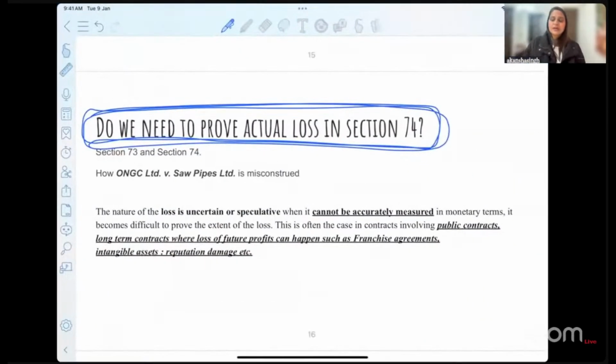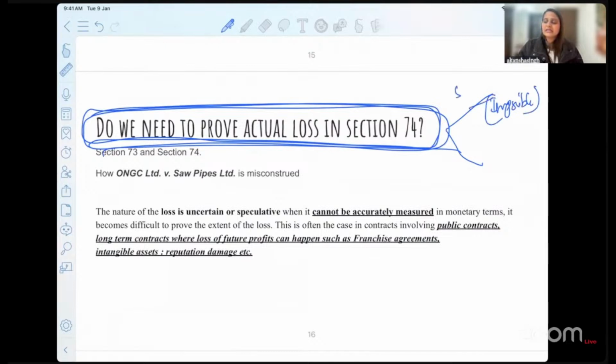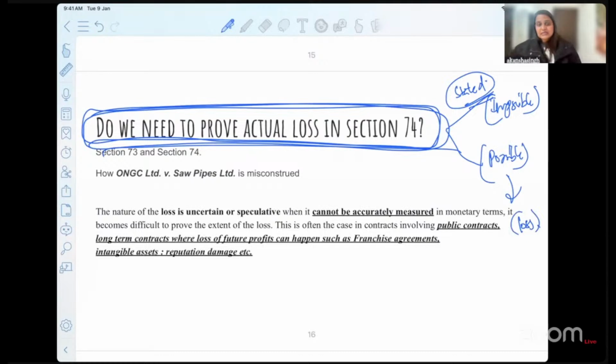So that is why we have now categorized, and we find out why that terminology has been used in section 74. We classify it in two categories: where it is impossible to assess, we go back and say that, okay, the stated amount, if it is genuine, we stick to that. If it is possible for you to assess, please prove to the court how much loss has happened to you, and accordingly we will grant you compensation, not exceeding the amount that you have mentioned in your agreement.